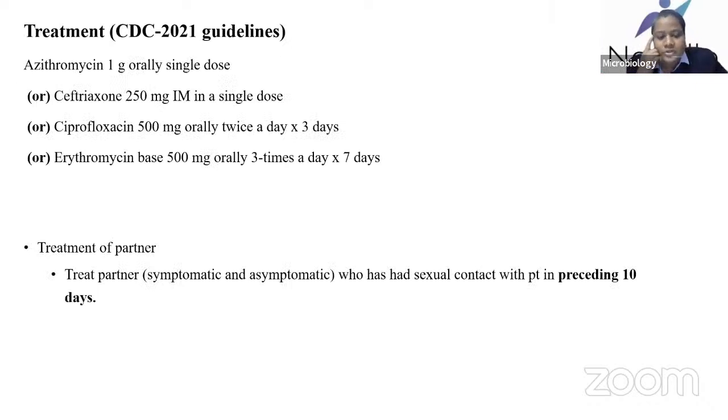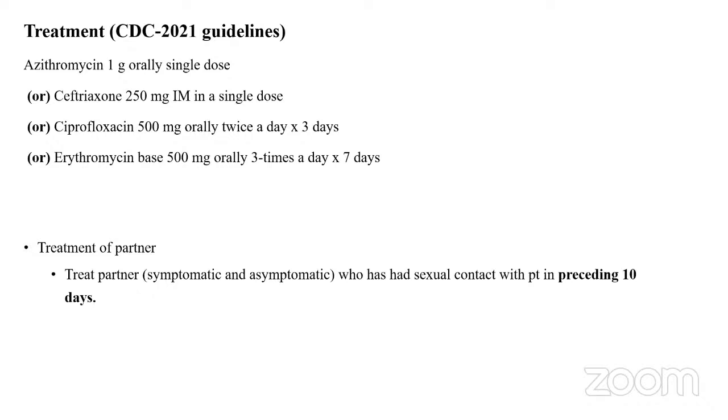Right. So now moving on to the treatment. If we find the patient to have chancroid, then the patient has to be treated with azithromycin 1 gram orally, single dose. Alternatively, the patients can receive ceftriaxone 250 mg intramuscular injection, or ciprofloxacin 500 mg twice daily for 3 days, or erythromycin 500 mg 3 times a day for 7 days.